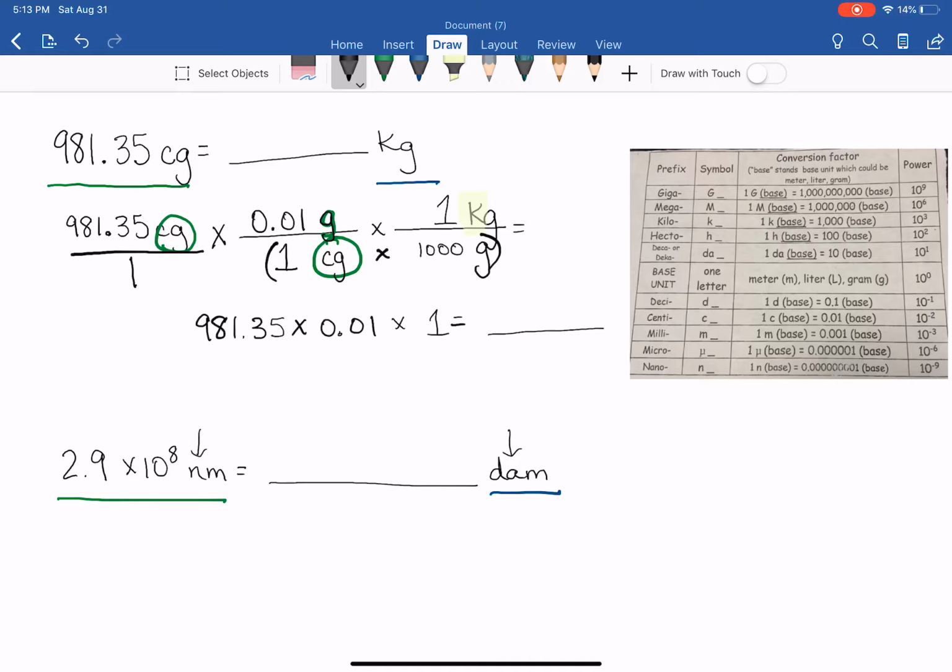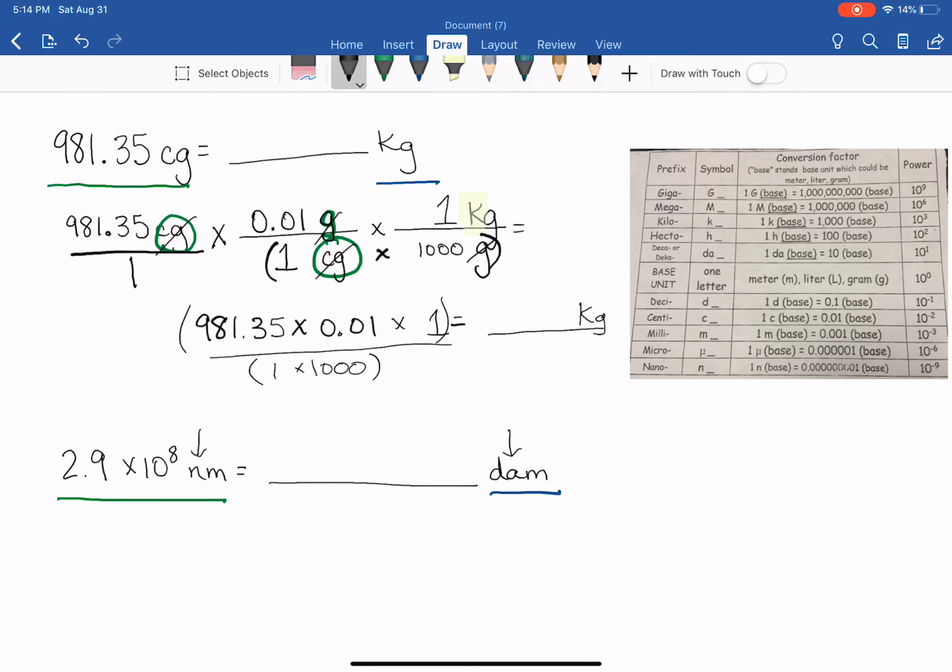1 times 1,000 when you type that in your calculator, which is just 1,000. So I'm going to take whatever I get from the top and divide it by 1,000. My grams are going to cancel out. My centigrams are going to cancel out. And my answer is going to be kg.